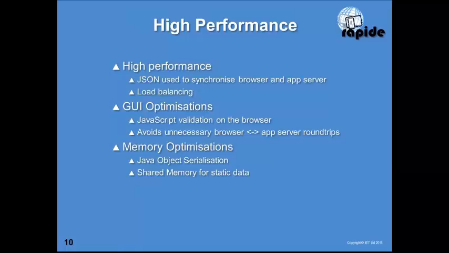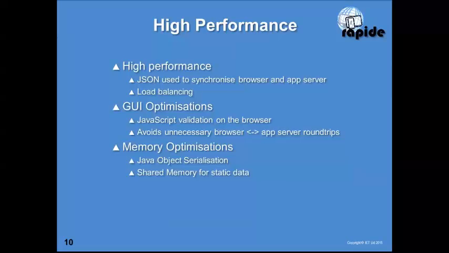In terms of performance, this is quite a big subject that I'm just really going to touch on. But firstly, the architecture of Rapide uses a very high performance synchronization between the objects running in the browser, which are controlled by JavaScript, and the app server, and it uses something called JavaScript Object Notation, or JSON, very lightweight messages to synchronize the browser state with the app server, and it only sends changed data.